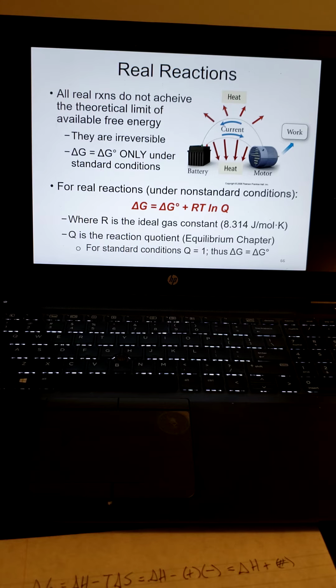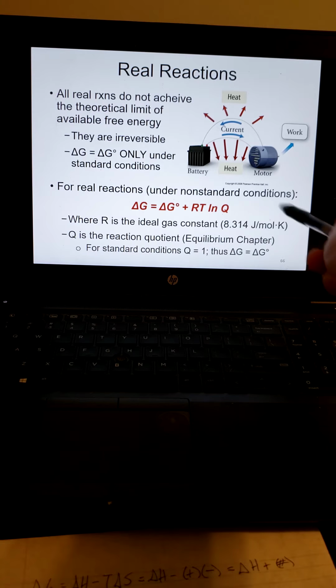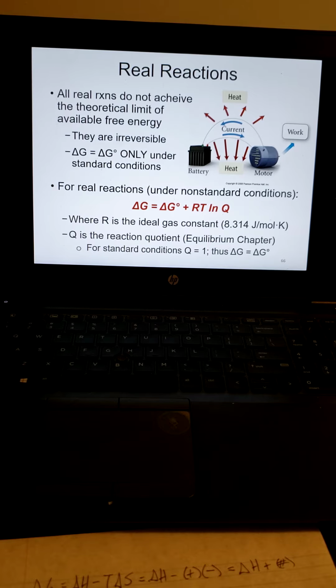Delta G is equal to delta G naught plus RT, and in this case, the R you need to use is the R with the energy units, 8.314 joules per mole Kelvin, times the temperature, which must be in Kelvin, times the natural log, so that's ln, of Q. And remember Q, this is what we talked about in the equilibrium chapter. Q is the same relationship that K is. It's the concentration of products over reactants. It's just that K has to be at equilibrium. Q could be at equilibrium, or it could be at any other point in that reaction, right? We call Q the reaction quotient.